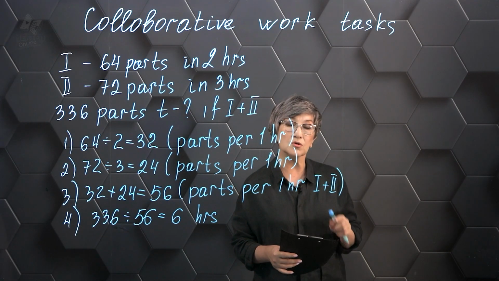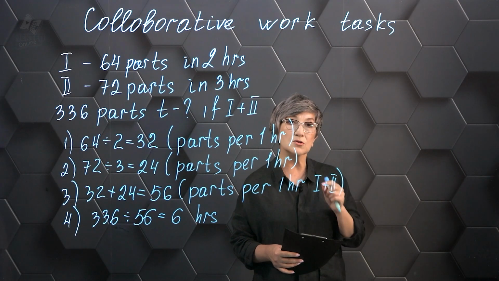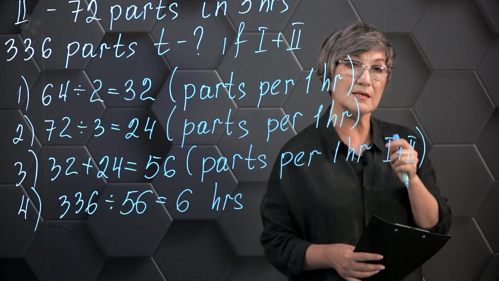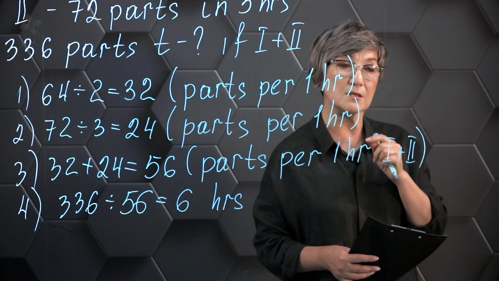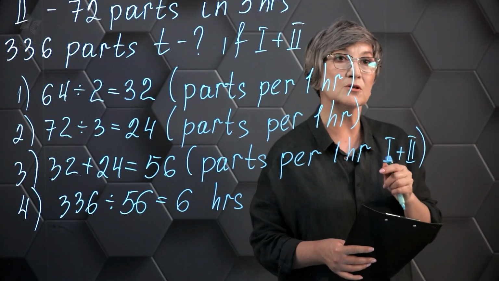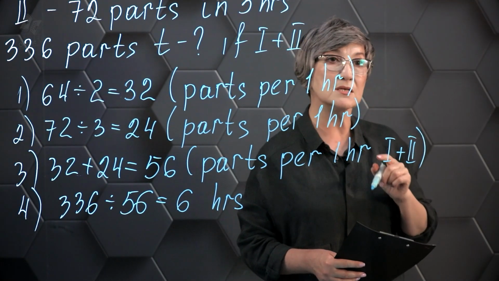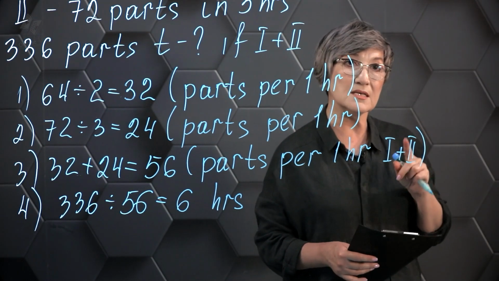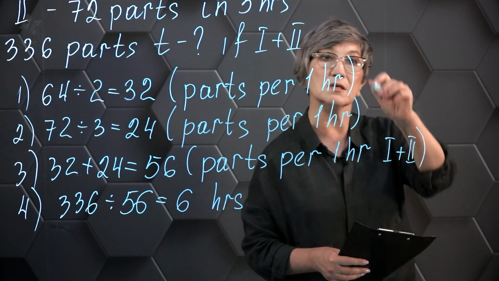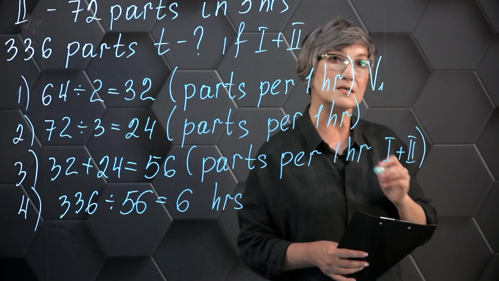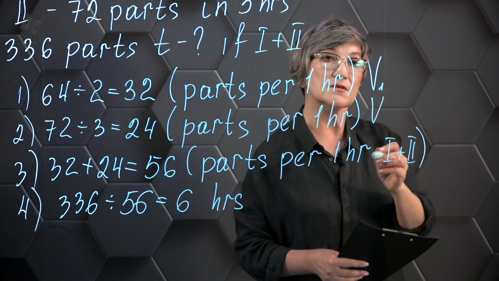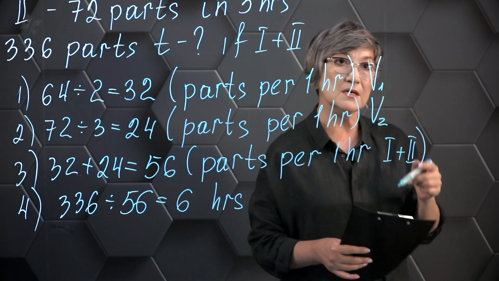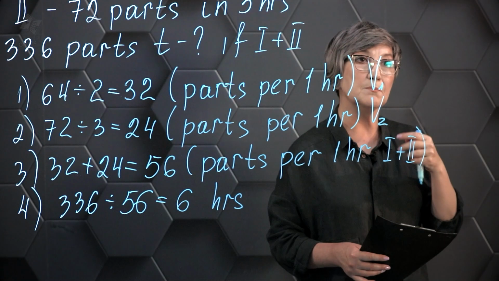But in order to solve the cooperative activity problem, what did we do as a result? First, we calculated how many pieces the first group makes in 1 hour. In math, this is called productivity. Let's write down the first notation we'll need to write down the algorithm of actions for solving cooperative activity problems. I'm going to write down B1. And then the productivity of the second group is B2. By the third action, we found the productivity of the first and the second group.